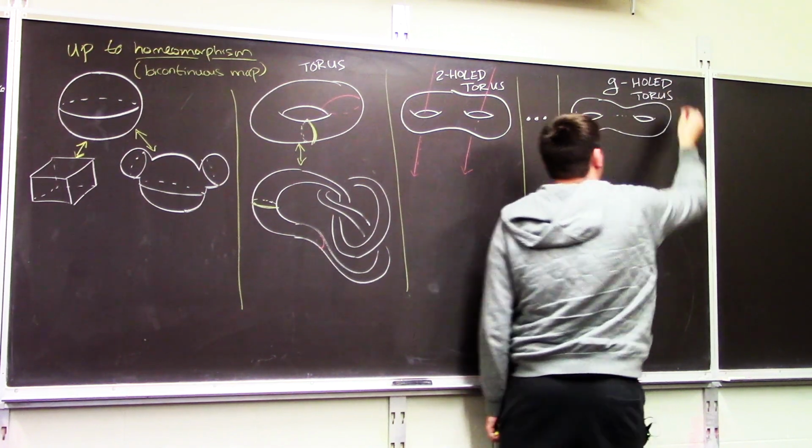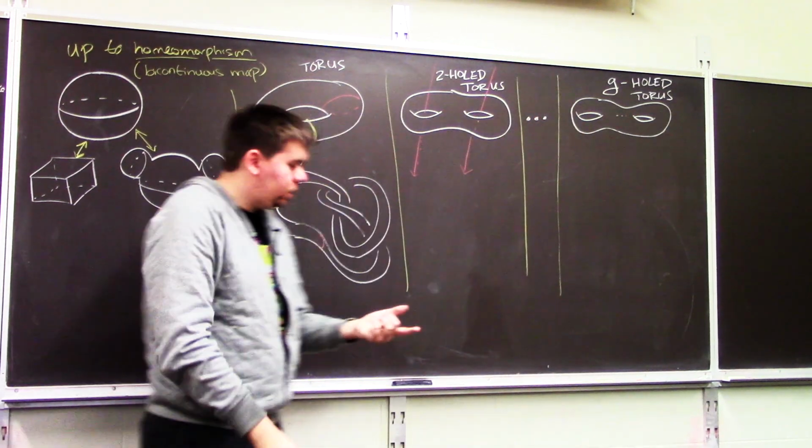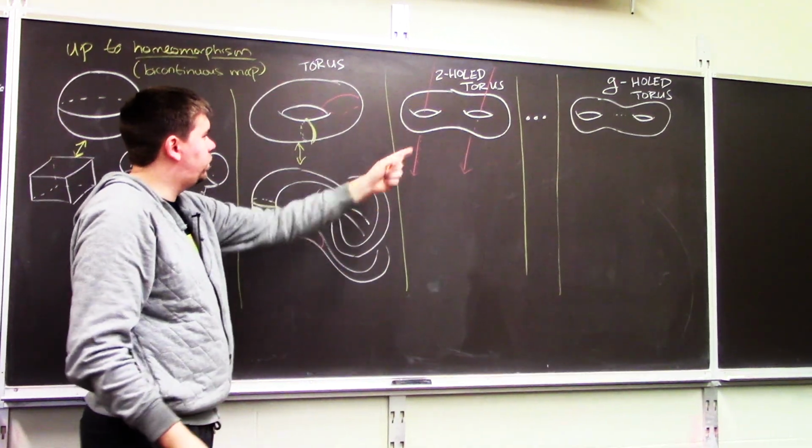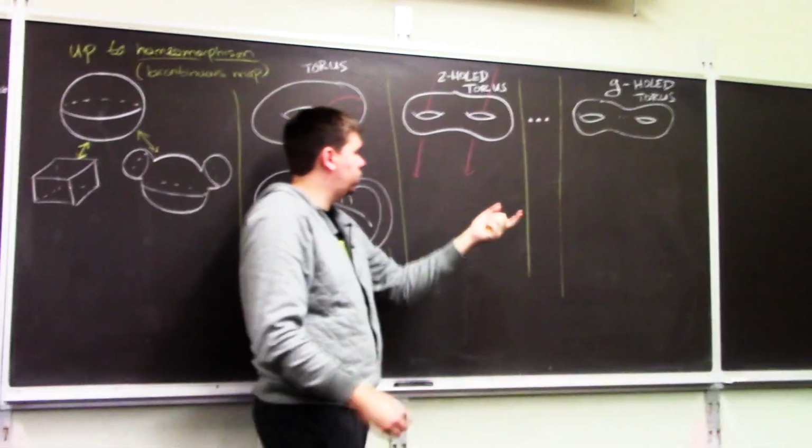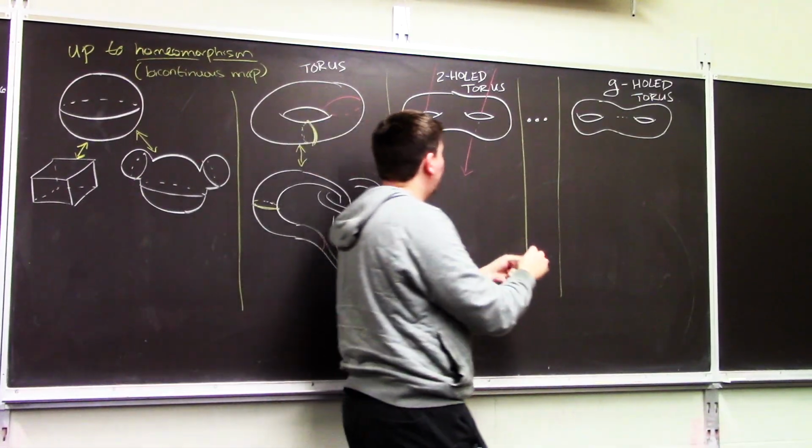Torus. So why G? G is a suggestive letter. G is going to be because we call these holes the genus. So this guy here has genus G.